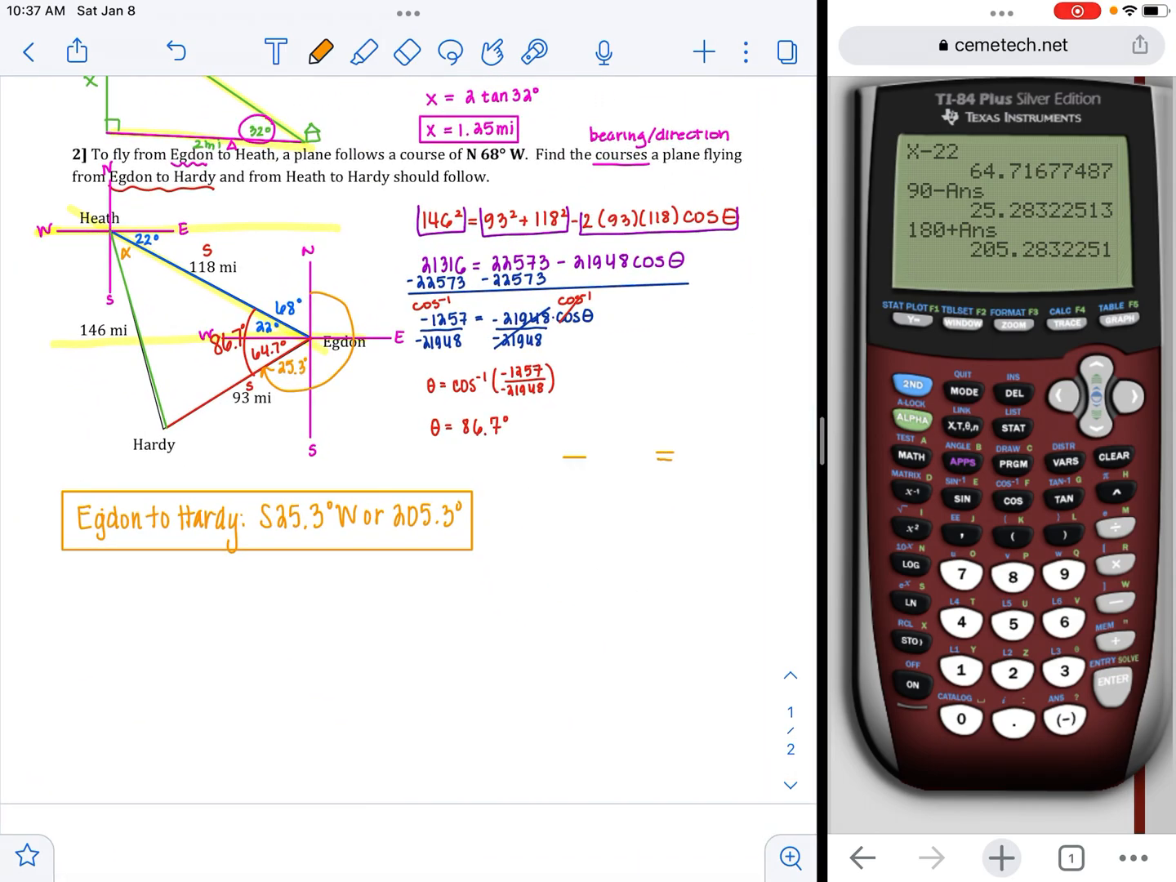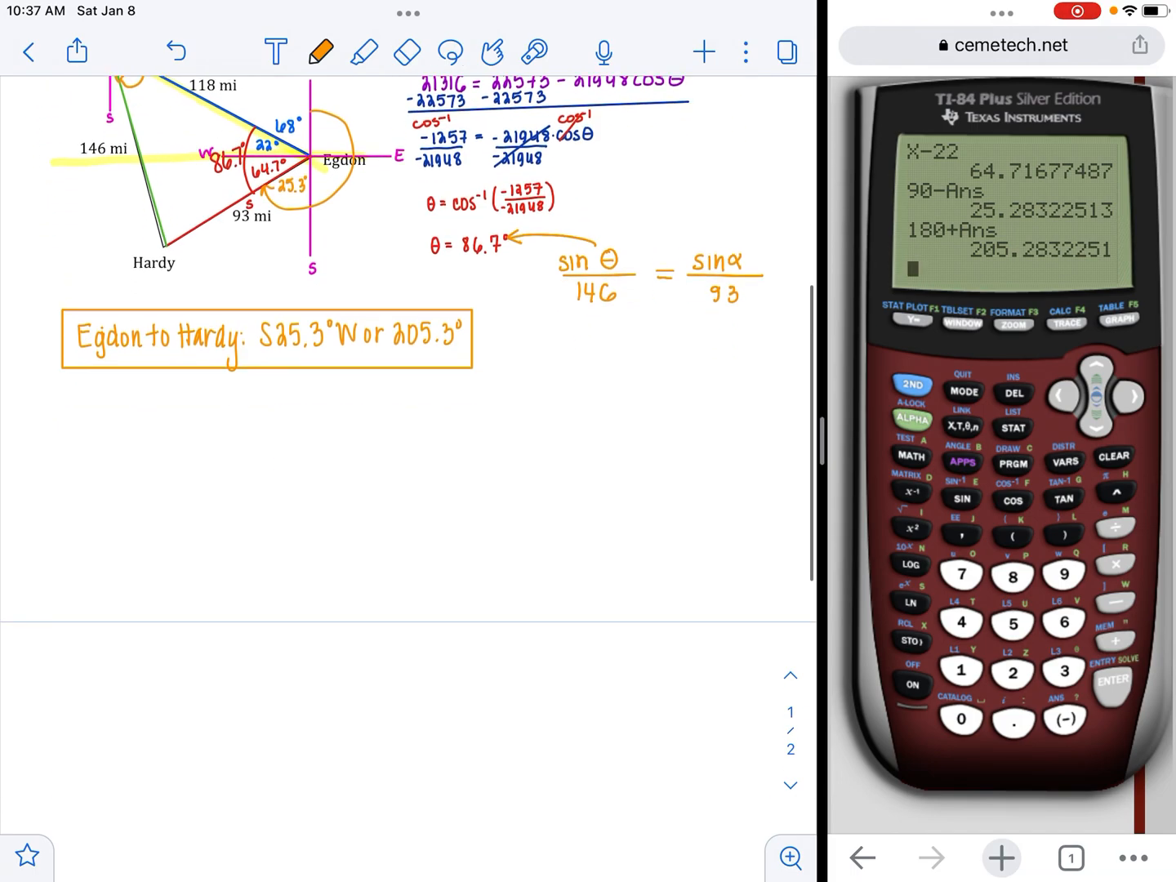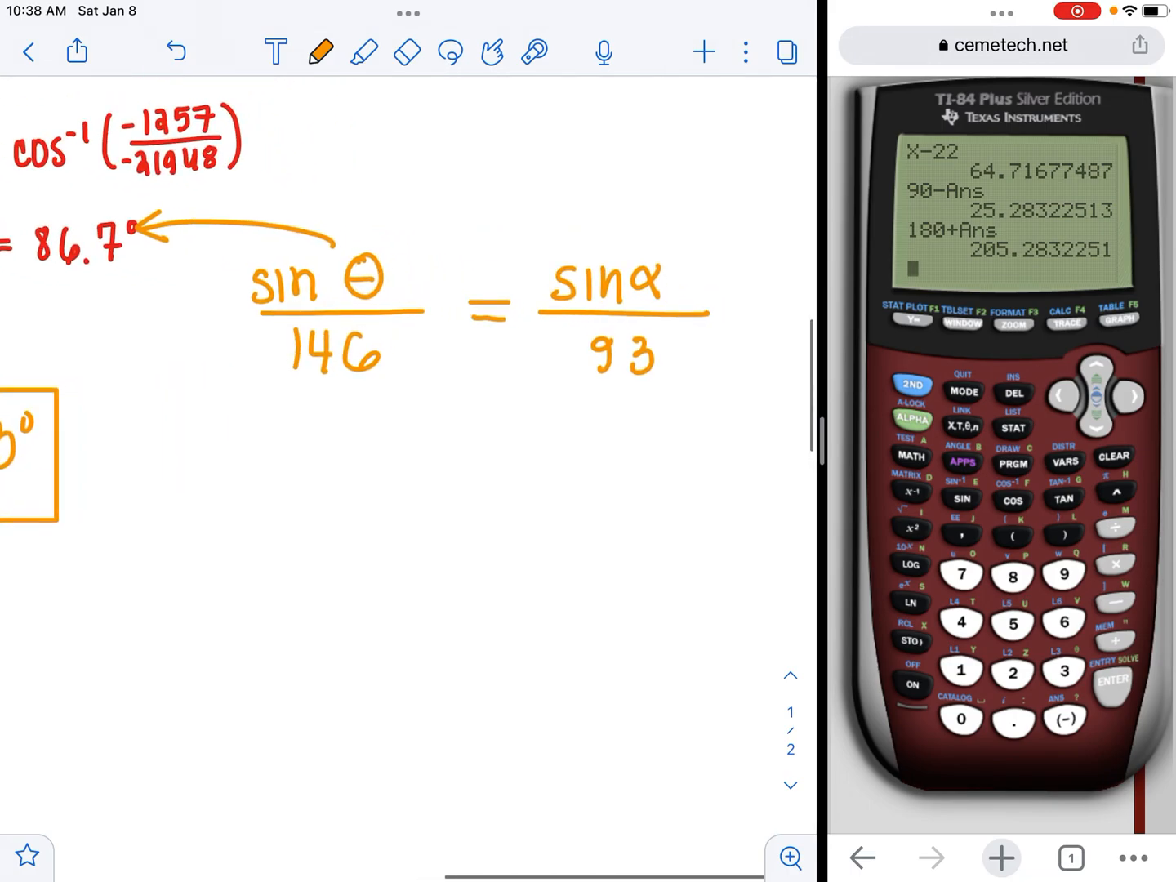And since we already used law of cosines, we're going to switch to the law of sines. Also, I already put the 86.7 there. Okay, so we're going to start with the ratio that we do know. Sine of 86.7, which I'm just going to call theta, and it's stored as x in my calculator, over 146 is equal to, now I'm trying to find this alpha right here, so sine of alpha over its opposite side, which is 93. And now let's solve for alpha.